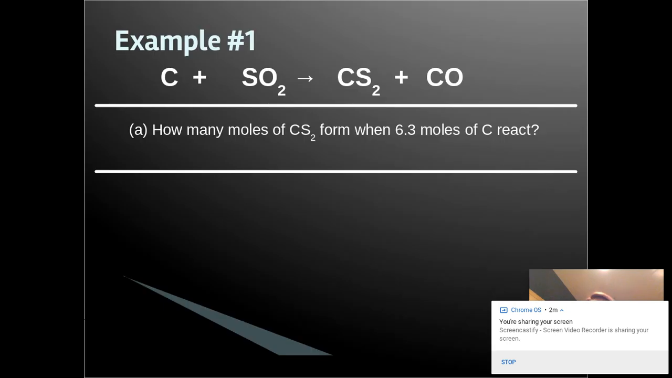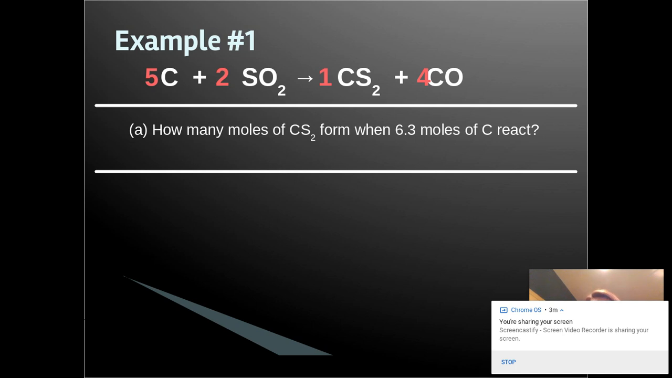Okay, so here's our first example. It says, how many moles of CS2 form when 6.3 moles of carbon react? The first thing that we're going to need to do, like I said, is balance the reaction. On tonight's homework, the balancing is crazy hard. So all the way at the bottom of the worksheet, I just provide you with these red numbers so that you don't have to spend all night just balancing. I want you focusing on stoichiometry and not on balancing. You know how to balance, it just takes time.